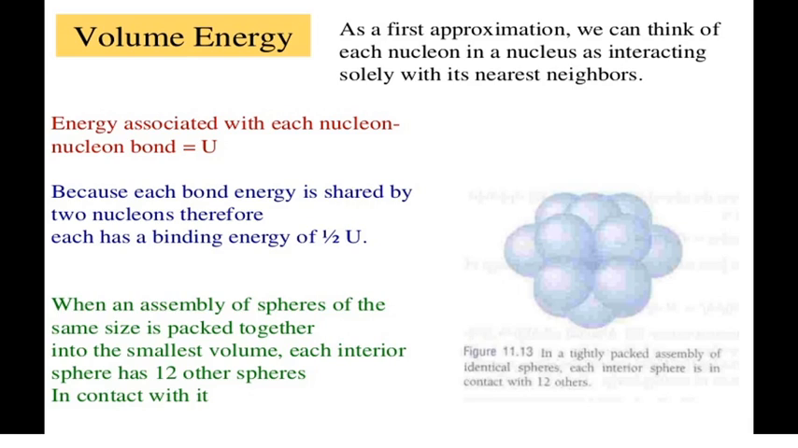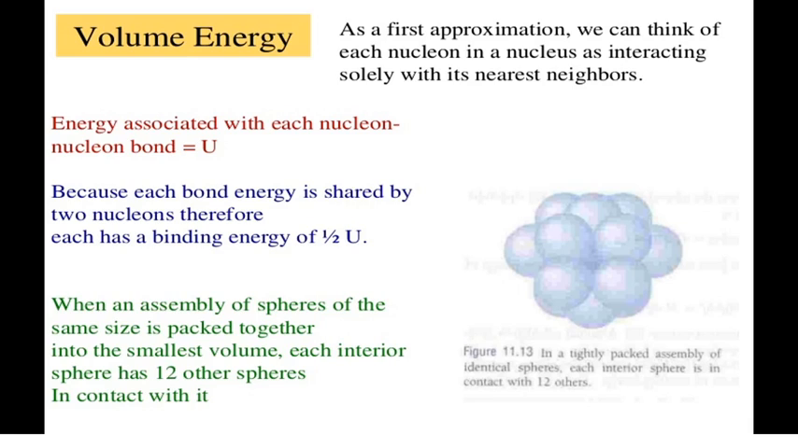So think of the energy that is associated with two nucleons. Think that we are having two protons. So there is an interaction. This is a strong interaction model, isn't it? So two protons have an interaction between them, and the energy associated with each nucleon bond is given as U, capital U. So this is the energy between two nucleons. Now what will be the energy of each nucleon? This U is shared between two nucleons, isn't it? So what will be the energy of each nucleon? It will be U by 2. Because each bond energy is shared by two nucleons, each has a binding energy of half U, or U by 2.